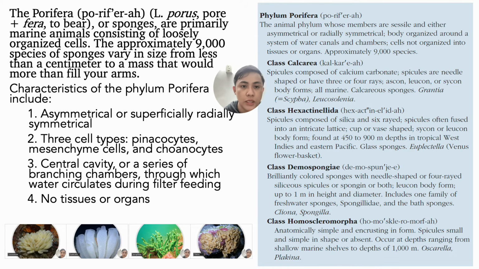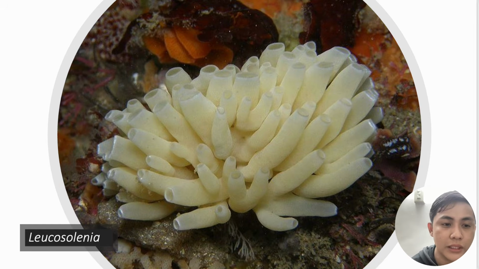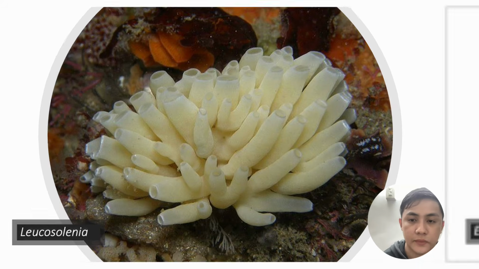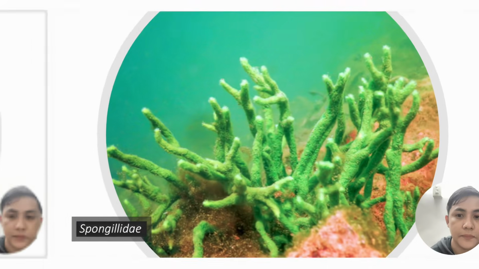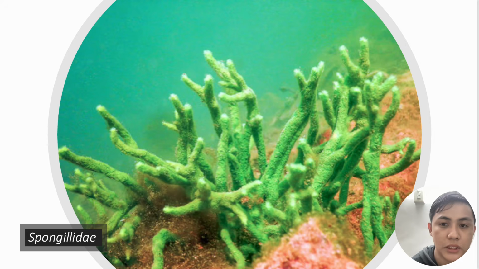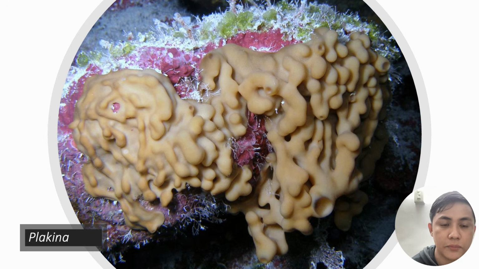Now, I will be showing you examples of the Porifera or sponges. The first one is Leucosolenia under the class Calcarea. Then, we have Euplectella under the class Hexactinellida. Then, we have Spongillidae under the class Demospongiae. Then, we have Plakina under class Homoscleromorpha.